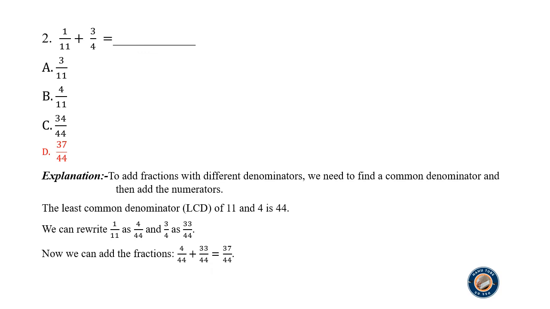To add fractions with different denominators, we need to find a common denominator and then add the numerators. The least common denominator or LCD of 11 and 4 is 44. We can write 1 over 11 as 4 over 44 and 3 over 4 as 33 over 44. Now we can add the fractions. 4 over 44 plus 33 over 44 is equal to 37 over 44.